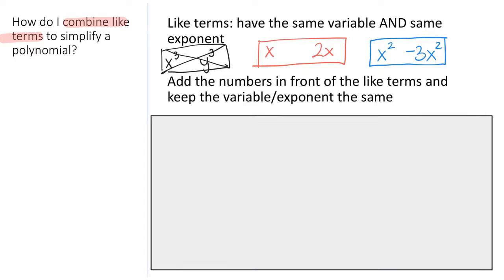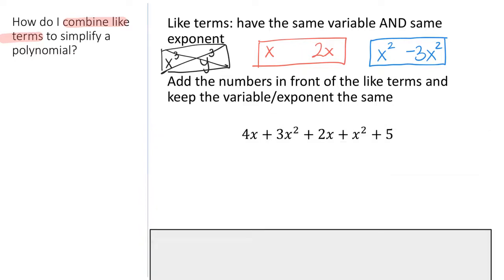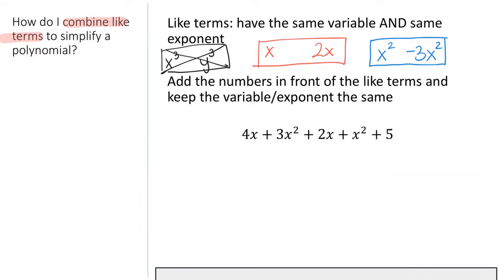So we keep the variable and the exponent the same, but we add the numbers in front. So here is our first example. First, go through and identify your like terms. I have a 4x and I have a 2x. Those would be considered like terms because they have the same variable. I have a positive 3x squared and a positive x squared. Those are like terms. 5 doesn't have any like terms because there's no other just plain old normal numbers.